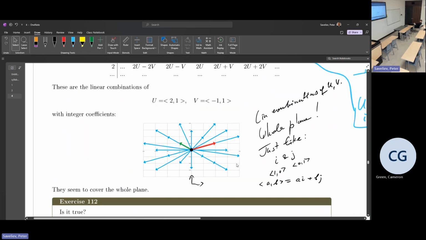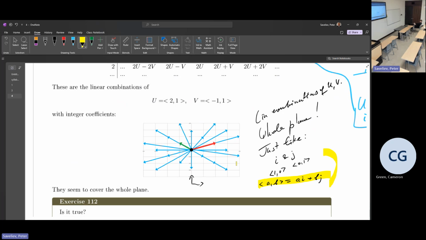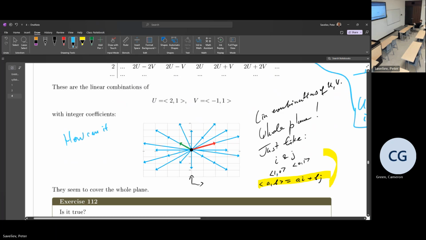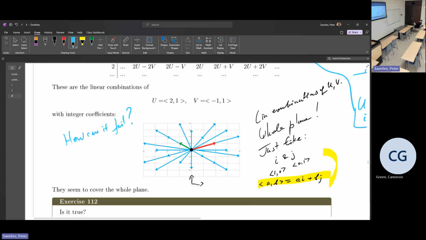As you can see here, we have the original basis vectors, and every vector here can be decomposed into a linear combination of i and j. Then it works out for u and v as well, as the picture suggests. So the question really is, how can it fail? Is it possible to have two vectors whose linear combinations will not produce the whole plane?